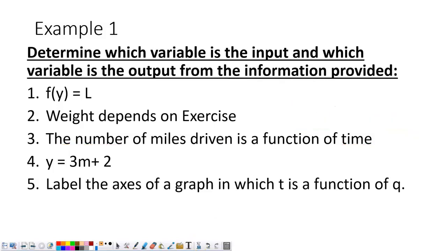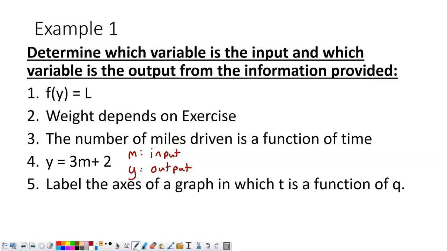All right, let's go ahead and take a look at number 4. This is an equation representation of a function. So when you have an equation representation of a function, the variable that's all by itself, the y, is the output. The other variable that has all the math connected to it, that is the input.